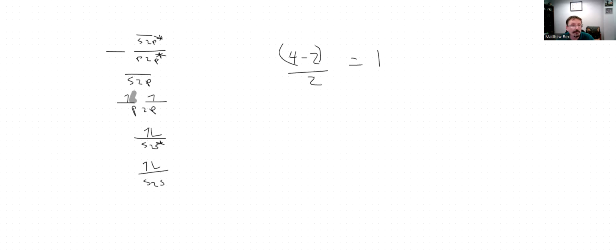There we go. That's what we wanted. So now our bond order is going to be 1, 2, 3, 4, 5, 6 electrons in bonding orbitals, 2 in anti-bonding orbitals. So 6 minus 2 is 4, divided by 2, which is 2.